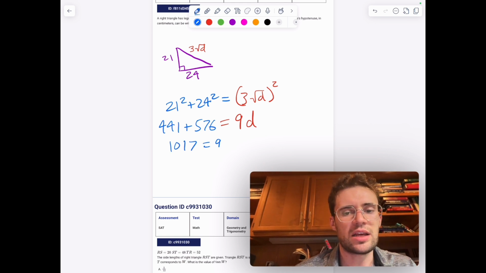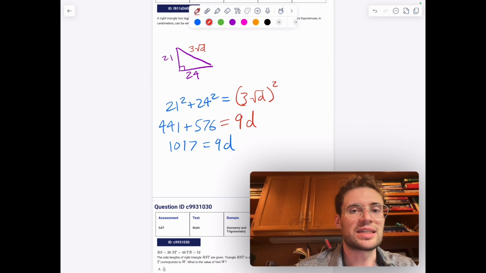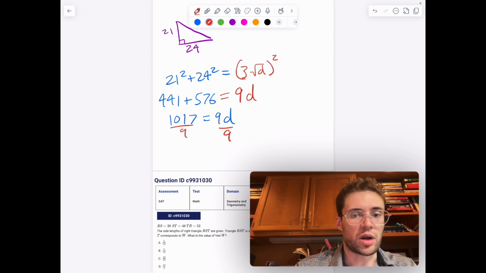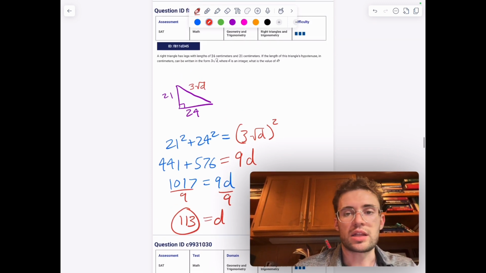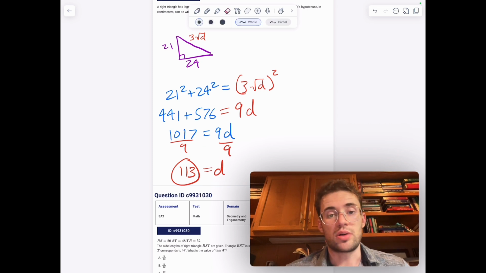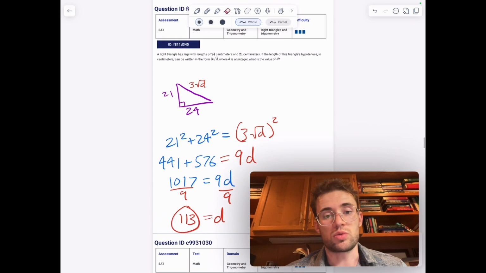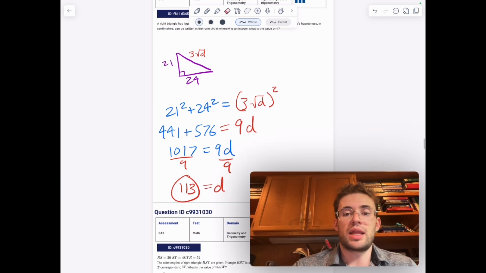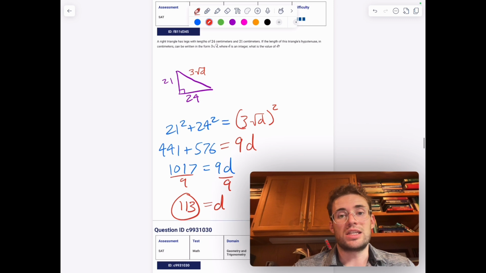So 1017 equals 9D, and then to get D, we just divide both sides by 9. And 1017 divided by 9 is 113. So D equals 113. All right, I think that's what they're asking for, D. So that's one way you can do it. I didn't even figure out what the actual hypotenuse was. Now you could use that and just go, okay, it's 3 times the square root of 113. But just putting that in actually made this an easier problem.